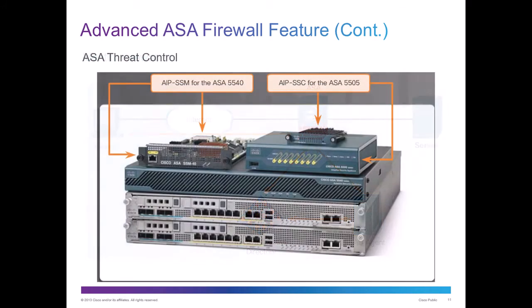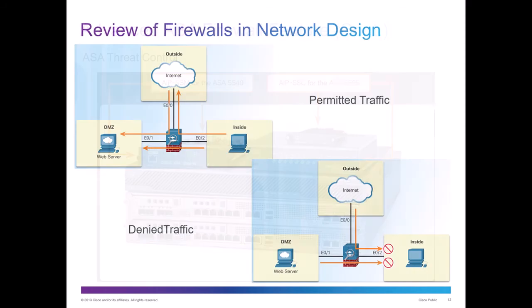And finally, we can also have threat control and containment services. All ASA models support the basic IPS features. Okay, so those are the four things that I wanted you to write: ASA virtualization, that's number one. Number two, high availability with failover, number three, identity firewall, and number four, threat control and containment.